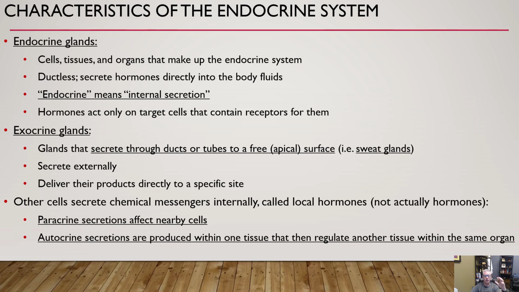Exocrine glands are glands that secrete through a duct or a tube to a free apical surface. Like your sweat glands secrete to the outside surface, like to your skin, so they can secrete externally. Some of your digestive enzymes or hormones secrete stuff to a specific area inside a hollow space that's inside your gut. So that would be a free or apical surface.